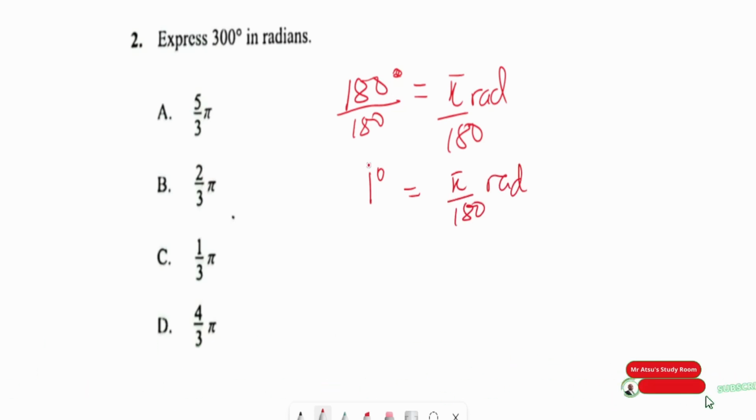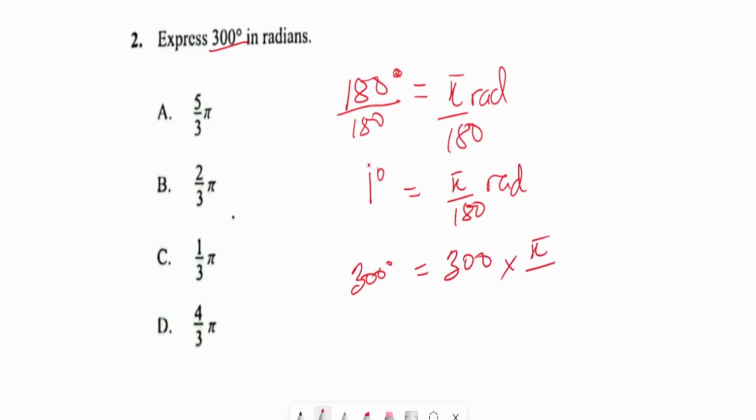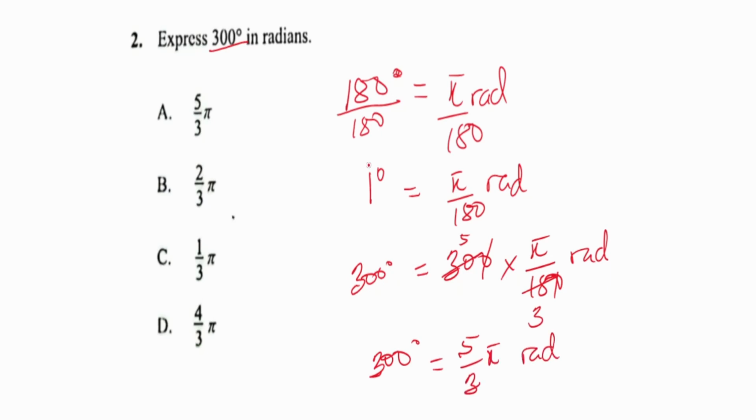Okay. Now 300 degrees. How do we get this to be 300? It's by multiplying both sides by 300. So 300 degrees will be equal to 300 times pi over 180 radian. And then this 0 cancels out this 0, 6 cancels here 5 times and cancels here 3 times. So that means 300 degrees will be equal to 5 over 3 pi radians.